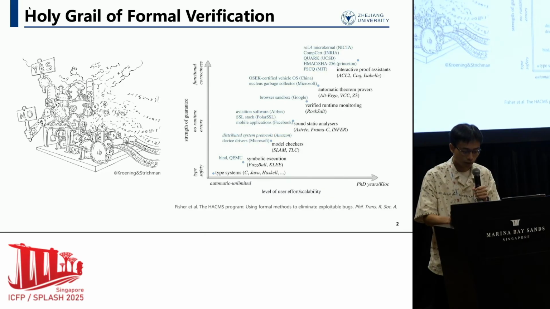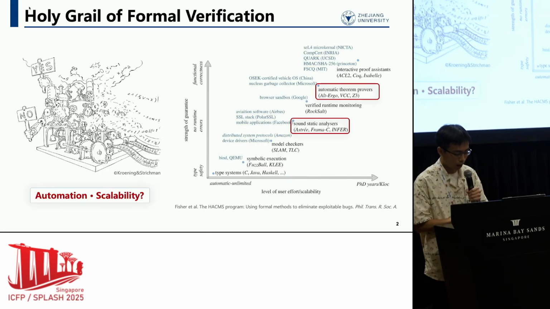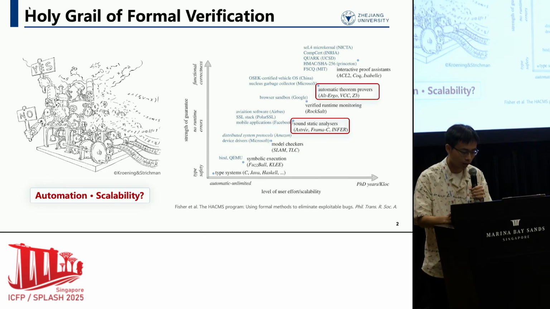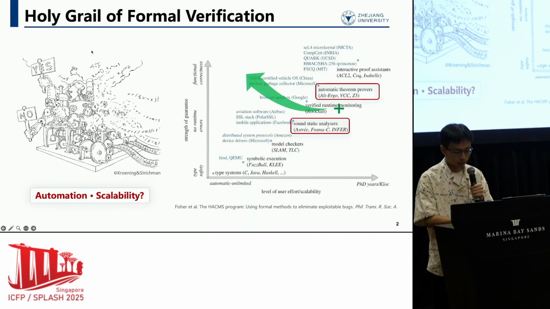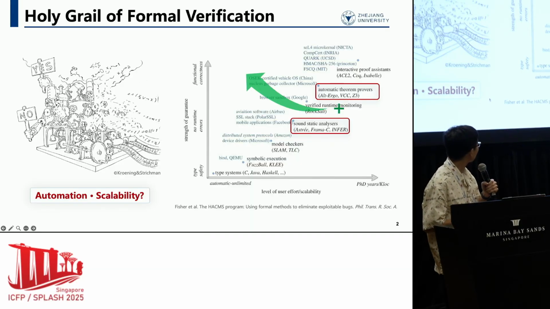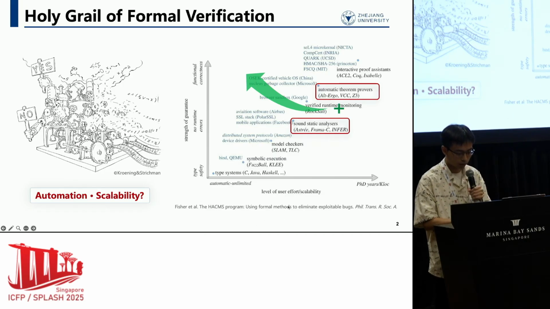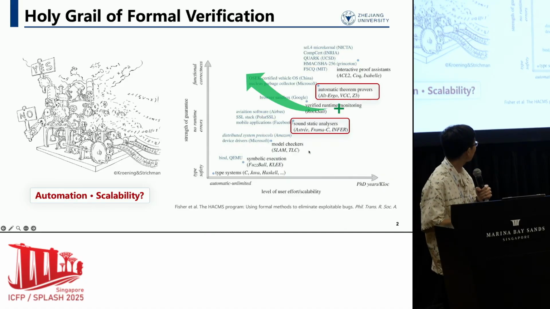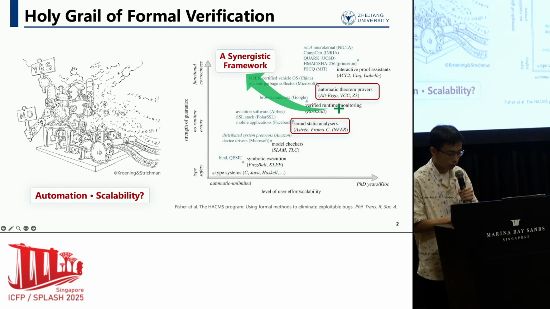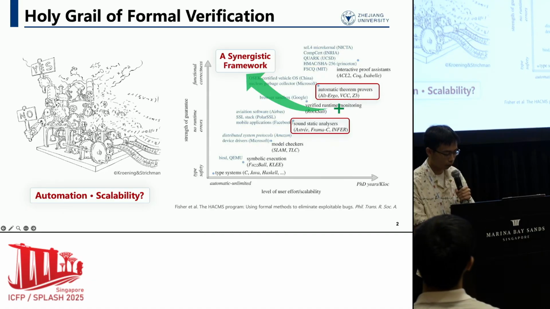In this landscape, verification power generally increases from bottom to top, while the level of automation decreases from left to right. Our work focuses on two key methods: sound static analysis and automatic theorem proving. We ask, how can we improve their automation and scalability? Here, I will introduce a synergistic framework that combines the strengths of both, achieving powerful automation and scalability.